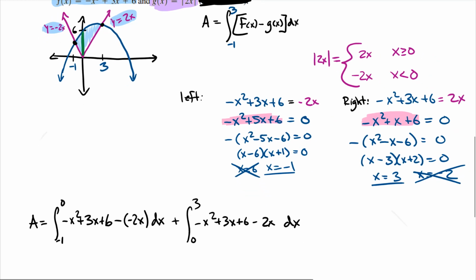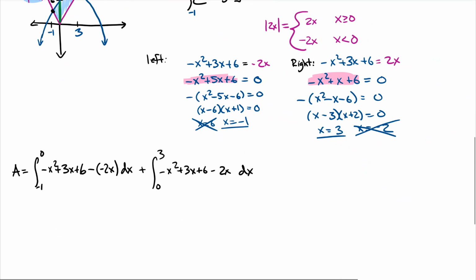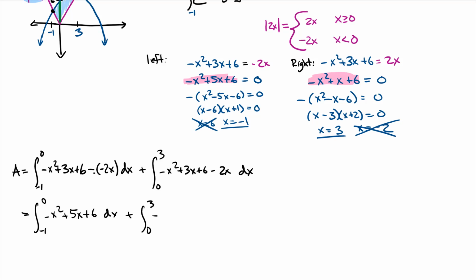Let's start putting some like terms together and see what's going on so we can start solving this. So from negative 1 to 0 of negative x squared, a negative and a negative is a positive. And then we go to here from 0 to 3, negative x squared plus x plus 6 dx.